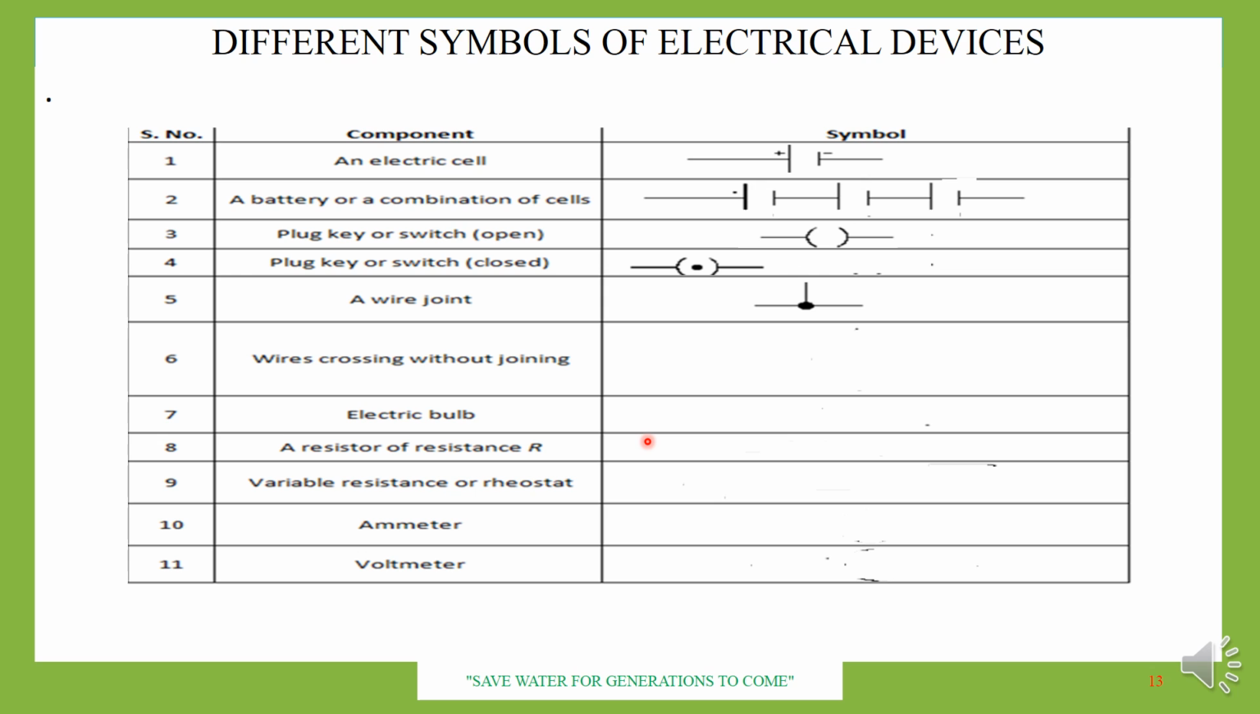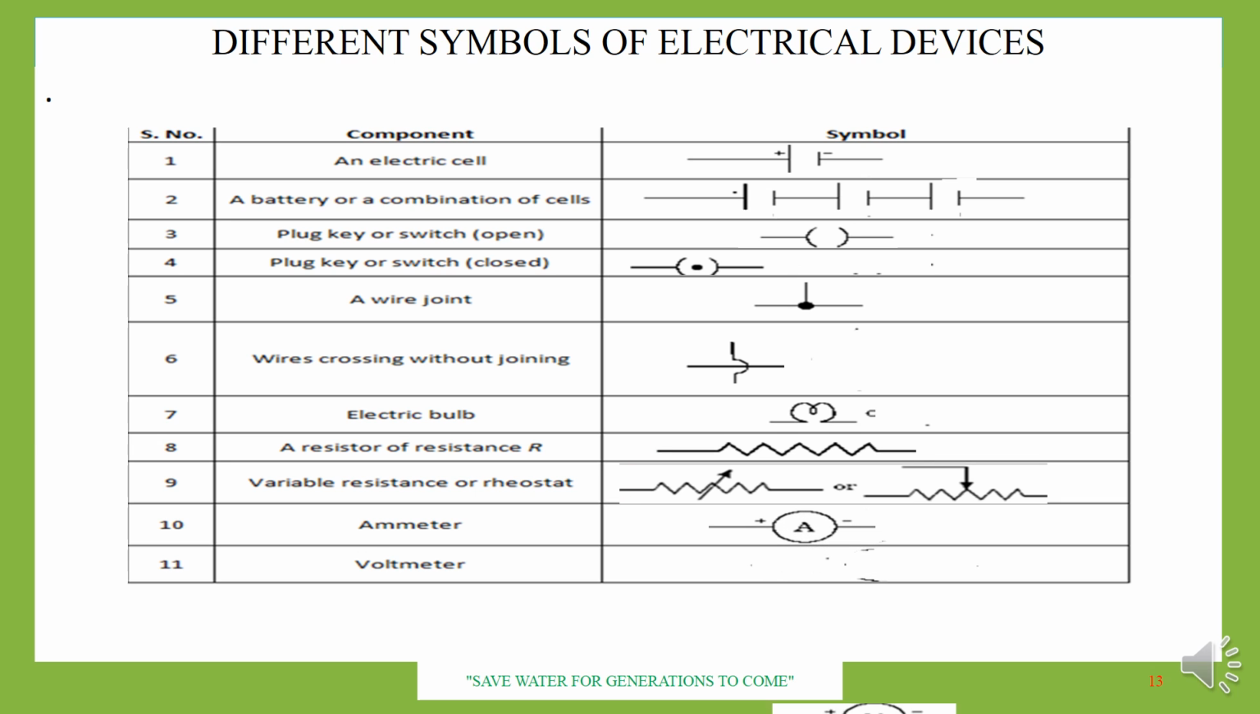Now this is a joint wire. A joint is there in the wire; two wires have been connected. Wire crossing without joint, electric bulb. This is the resistance we shall be using in electric circuits. Now variable resistance, in Ohm's law you will be using it. Right. Now a meter we have done, voltmeter.